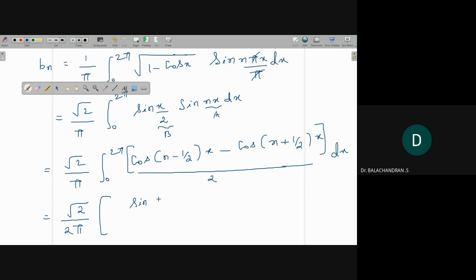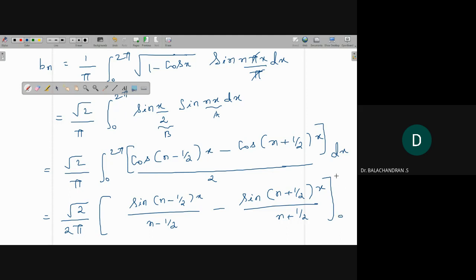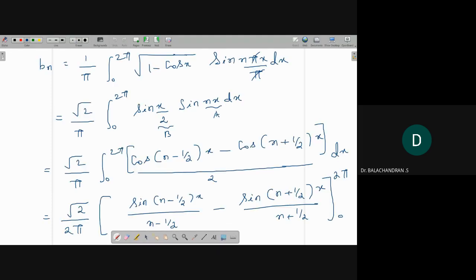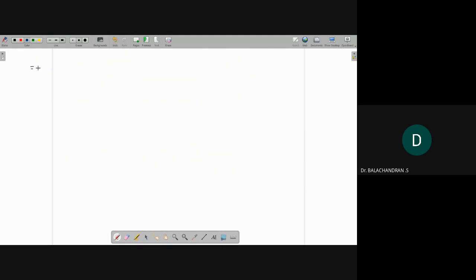Sine of n minus half into x divided by n minus half, minus sine of n plus half into x divided by n plus half. Limit is from 0 to 2 pi. So if you substitute the upper limit, you'll get what? Root 2 by 2 pi. So this is a constant.